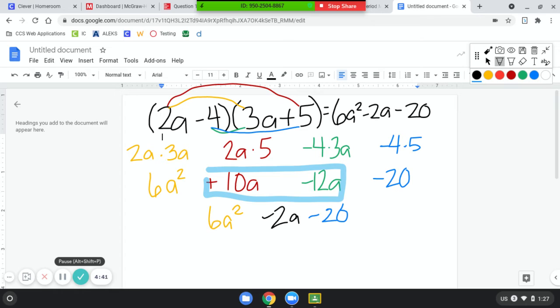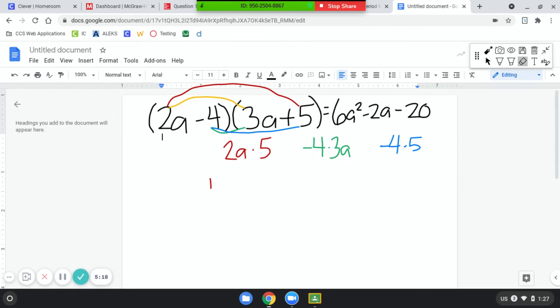So now this is what we consider distributing. Maybe you've heard of FOIL, which only works when you're doing 2 terms by 2 terms. So I don't really like to use FOIL because it only works in that one scenario. But if you work with distributing all terms into the other terms that we're multiplying, you'll always be able to get the right answer. But I'm going to show you guys another method, which I call the box method.